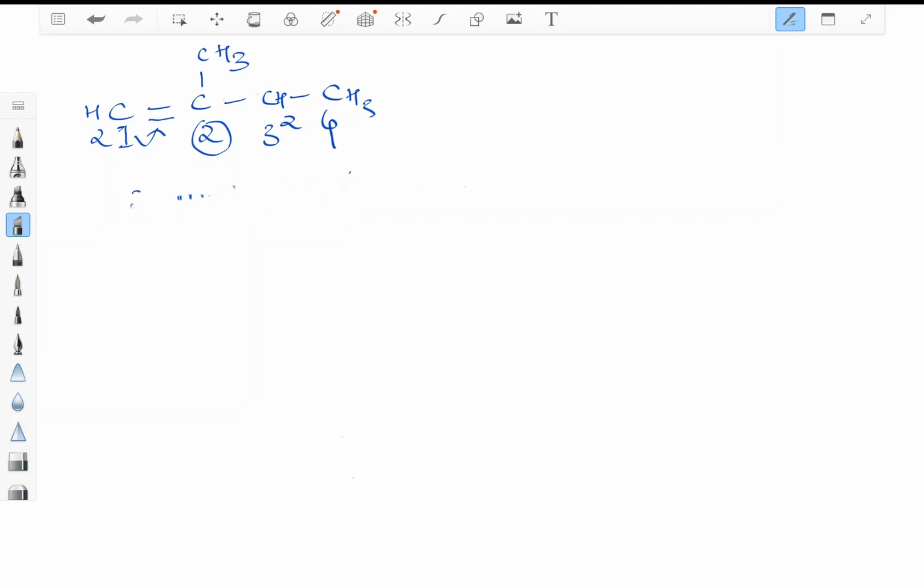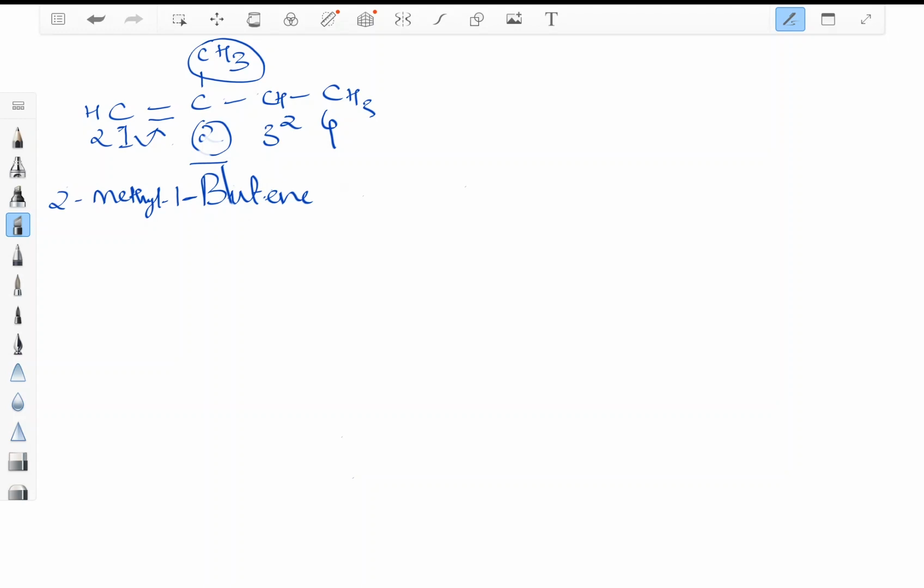If you want to simplify it more, because the longest possible chain is 1, 2, 3, 4, first I'll write butene. At what position is it? At the first position. What is the substituent attached? A methyl group. At what position is it? Second position. So it is nothing but 2-methyl-1-butene.